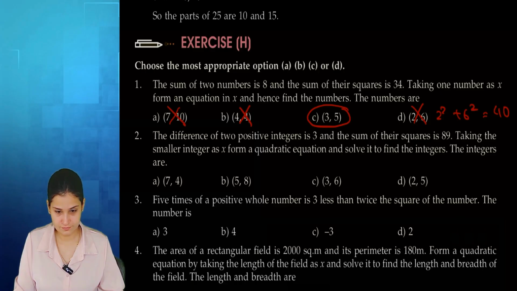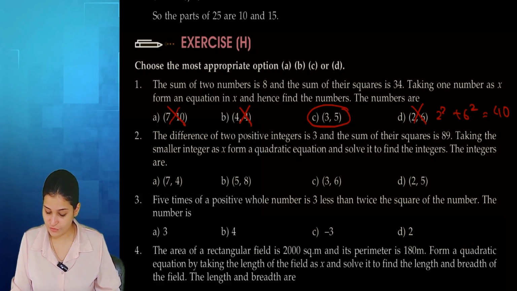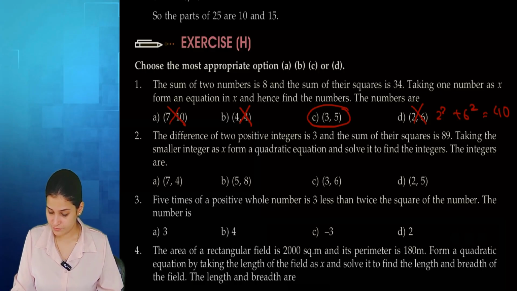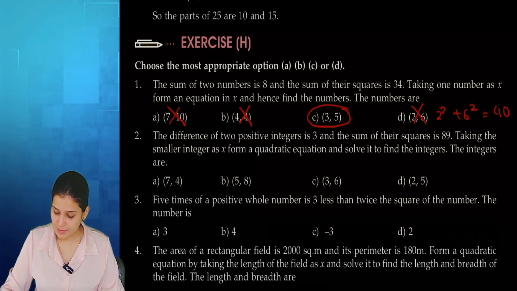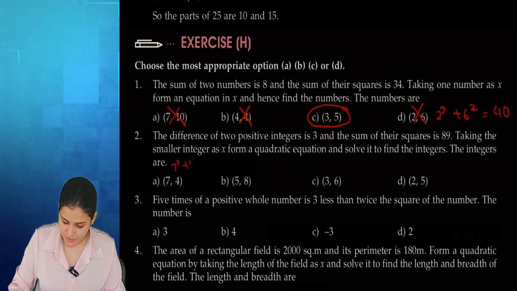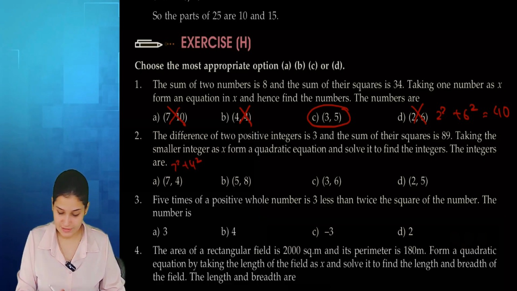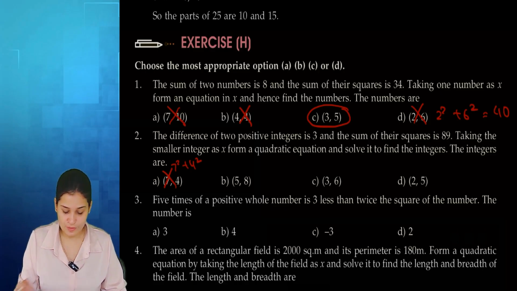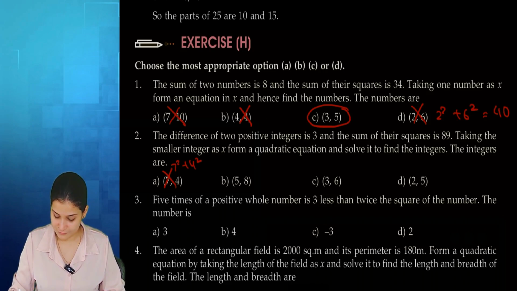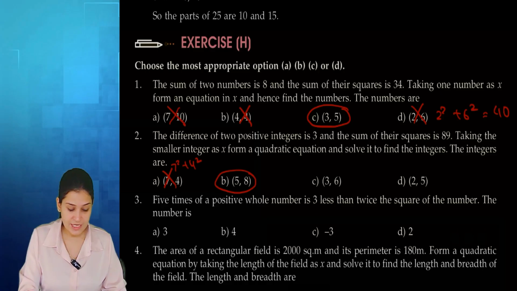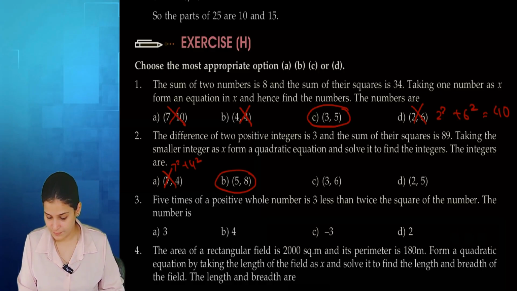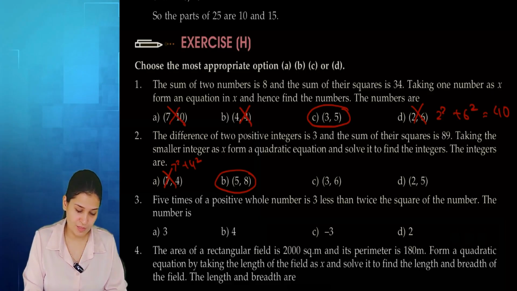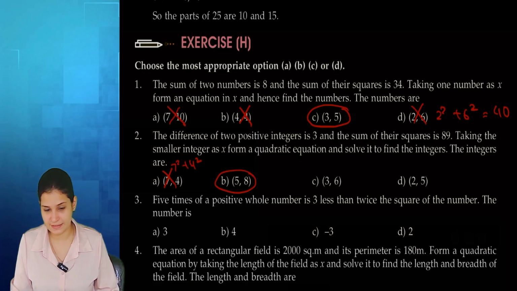Yes, ma'am. Next, question number 2. The difference of two positive integers is 3. So this is satisfied by everyone. Then the sum of the squares is 89. What is 7 square plus 4 square? 49 plus 16 is 65. Incorrect. What will be 5 square plus 8 square? 89. Okay, this may be our answer. Let's see. 3 square 9 plus 36, 45. 2 square 4 plus 25, 29. So B is the correct answer.